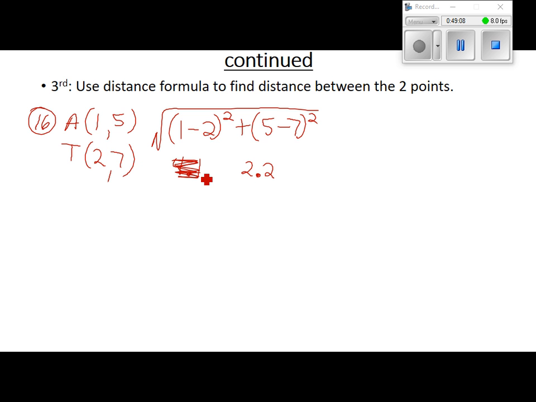2.2, is that what we're going with? Look up at the graph. Does it look like it should be a little more than 2? Yeah. Does it look like it should be 4? No, 4 looks like way too much between those two, right? So that's our answer, 2.2.